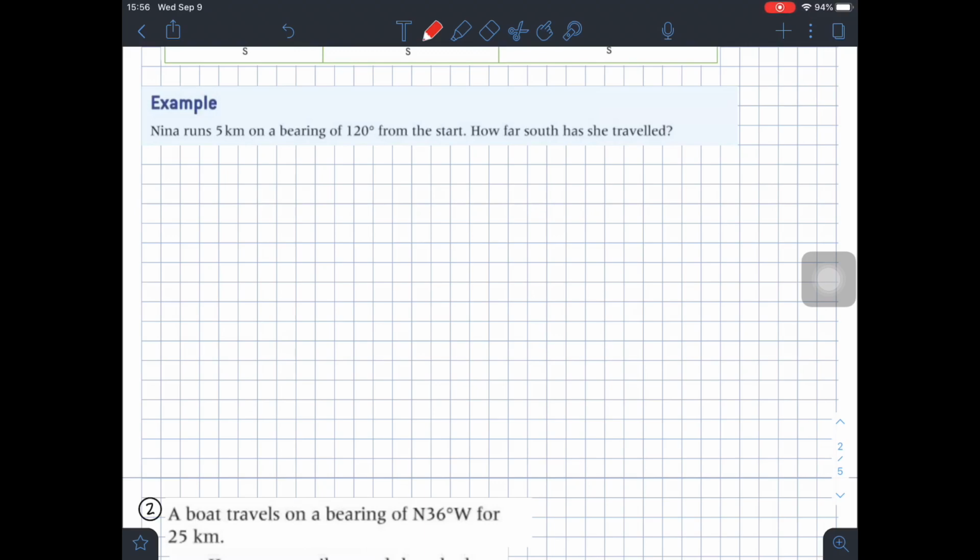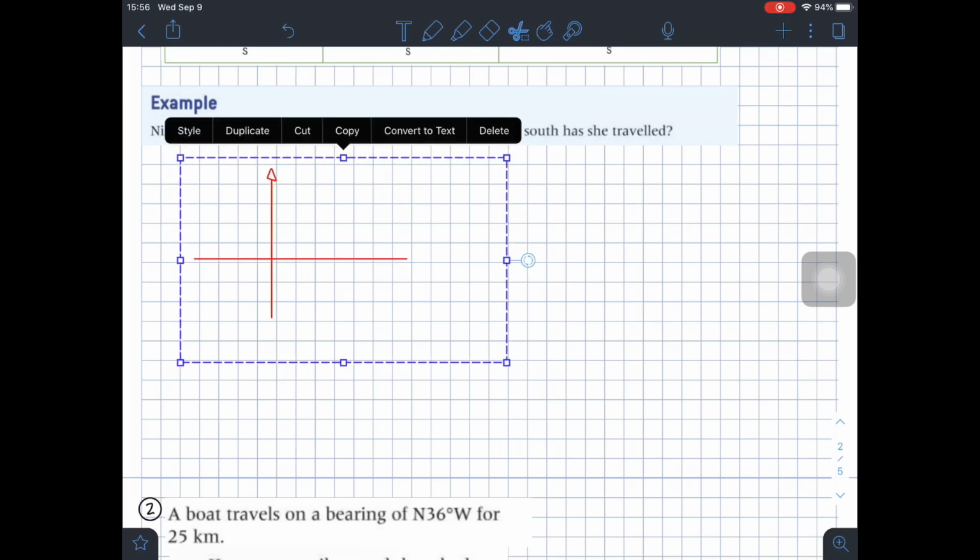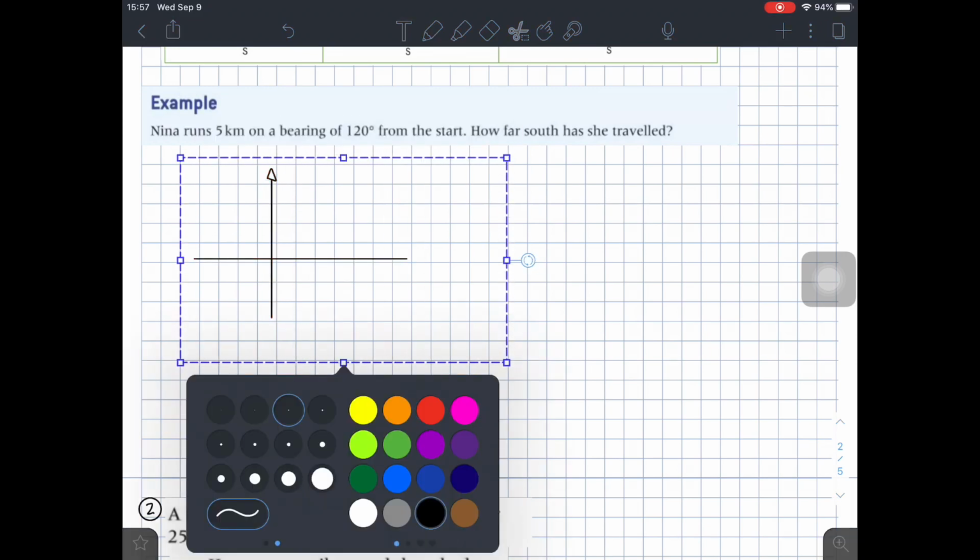Okay, so let's make a sketch of the situation in order to understand what's happening here. First of all, we're going to draw the whole thing: north, south, east, west. I'll make it a little bit bigger. There, okay? So, we always start from north, right? I'm going to do this in a different color. I'm going to use black for this.